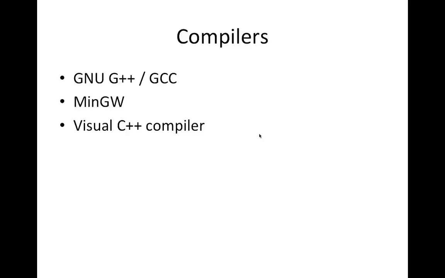GCC was originally designed for compiling a computer language called C. Later on, extensions were added to C to create C++, and then extensions were built into GCC to create G++. So now they're the same program. You use GCC to compile C++ programs as well as C.